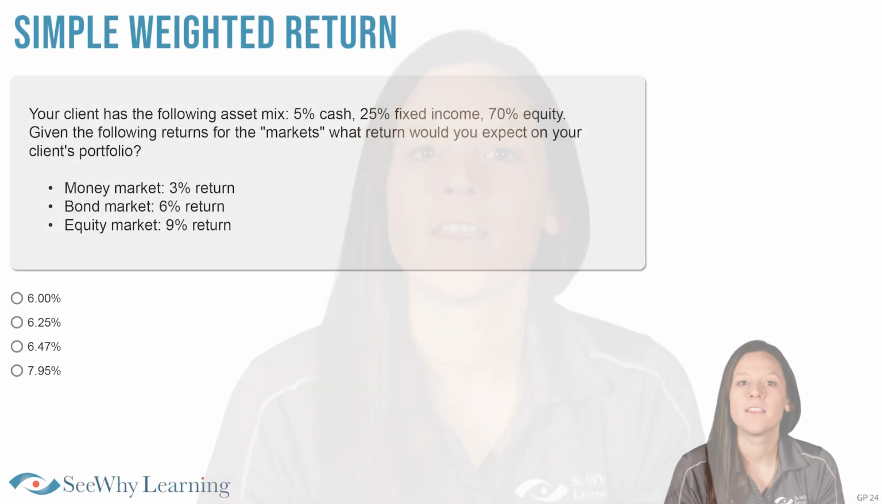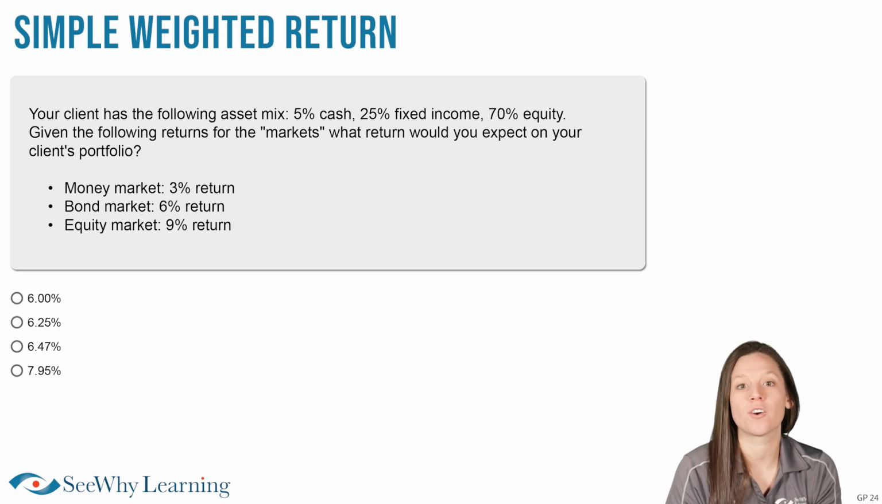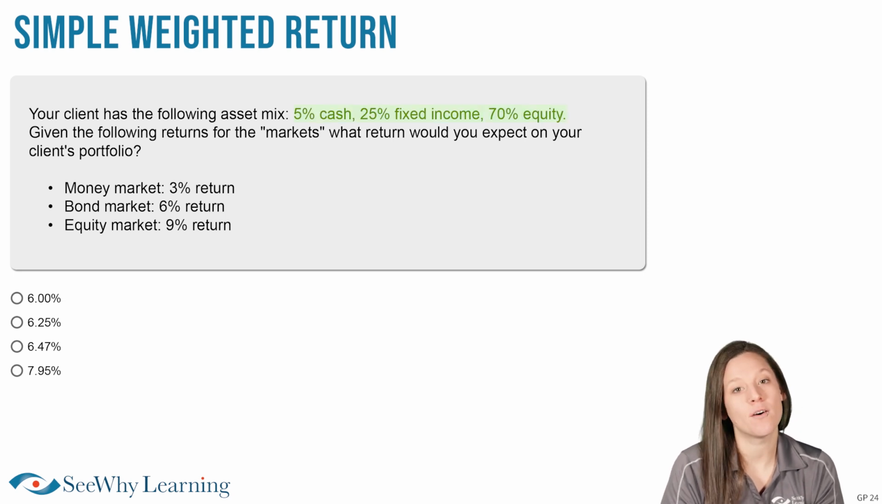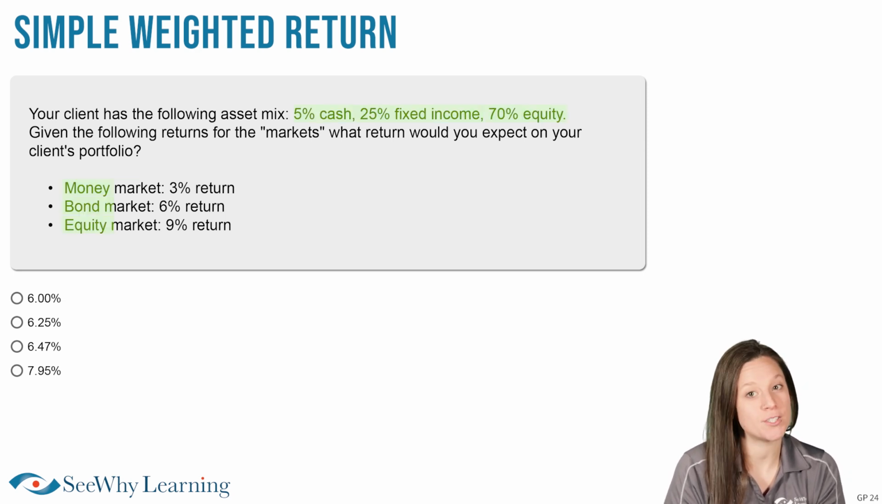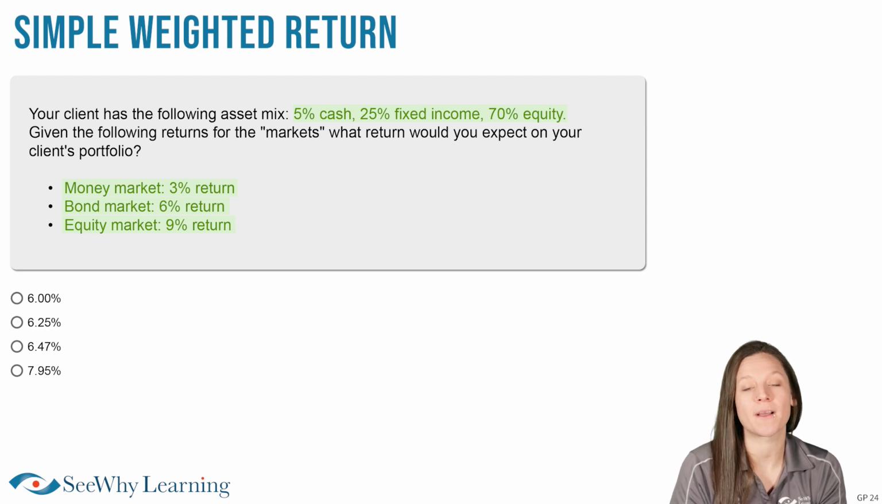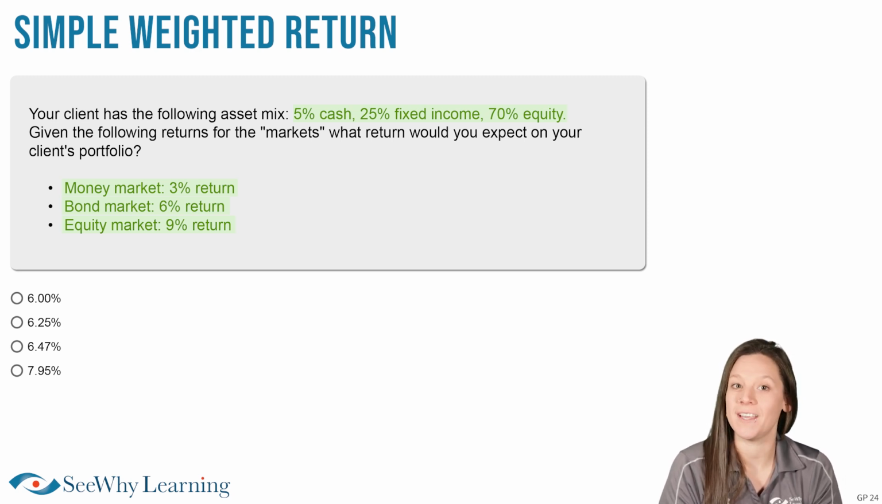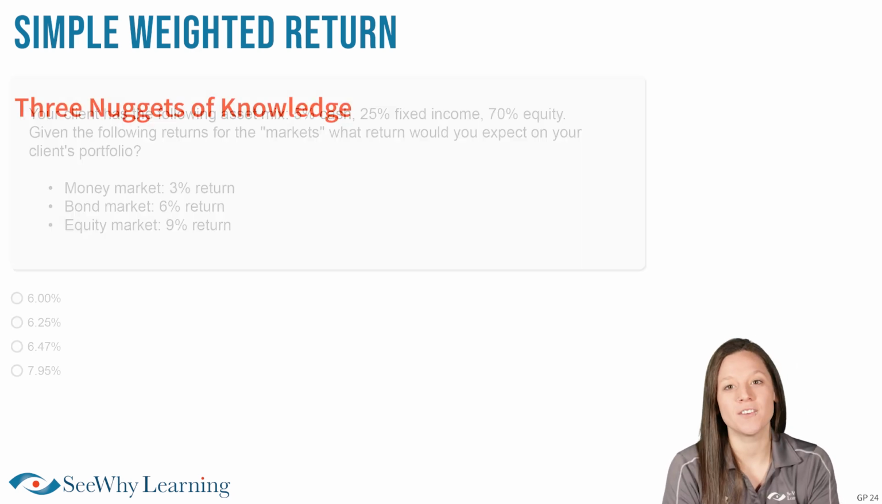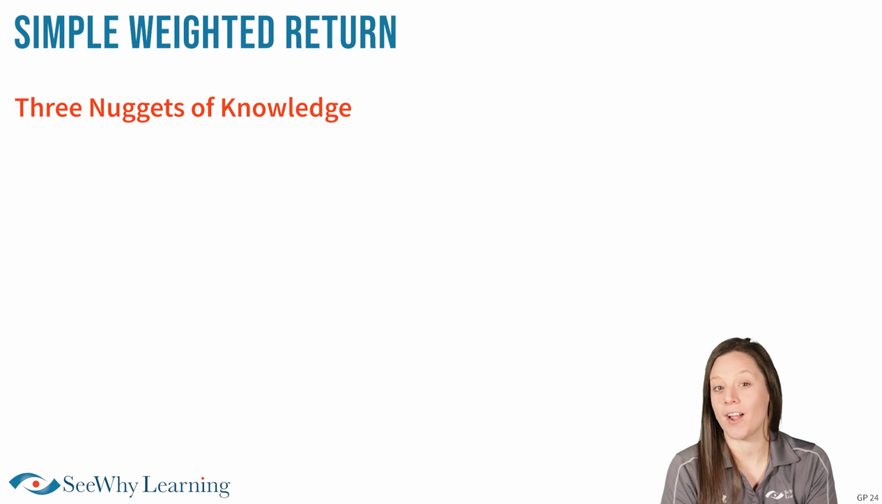In this video, we're going to work through a practice question that deals with simple weighted average return. The investor's portfolio holds positions across several asset classes. Of course, each asset class has a different return, and you're being asked what you would expect the overall portfolio return to be. There are 3 nuggets of knowledge that will help you answer this question correctly.